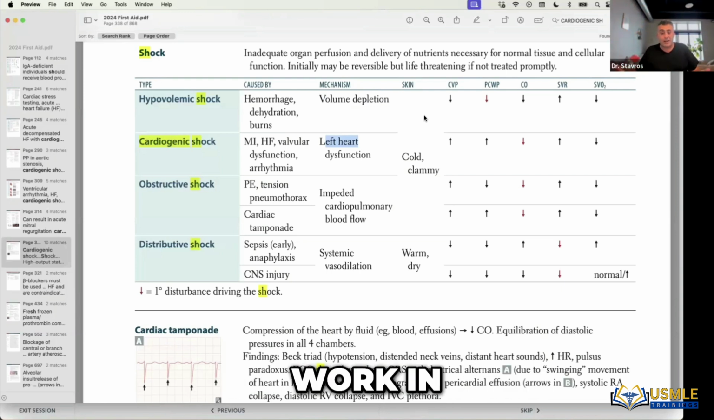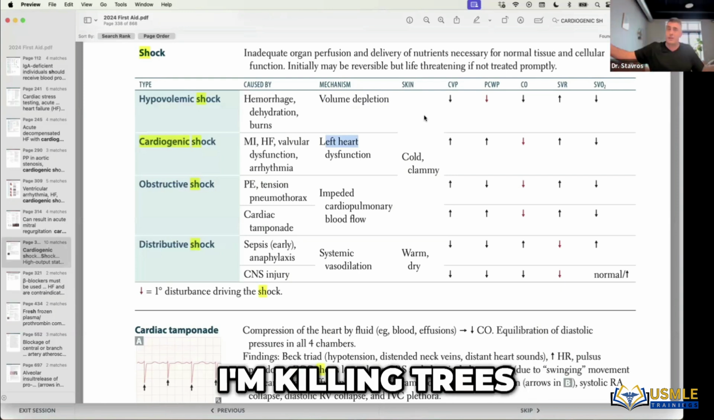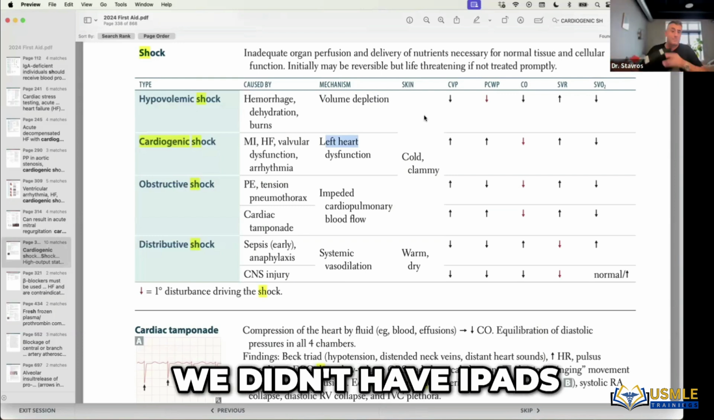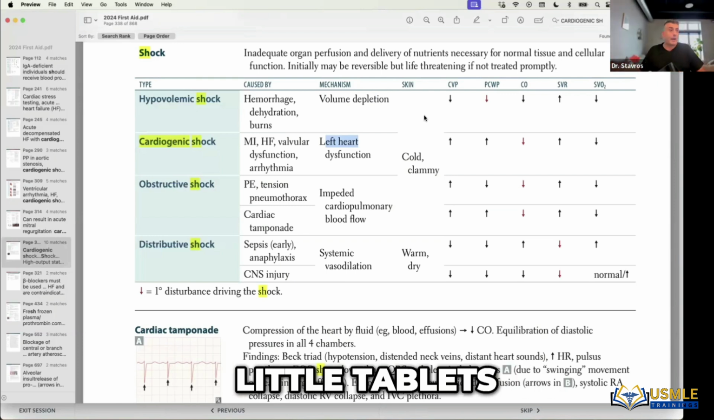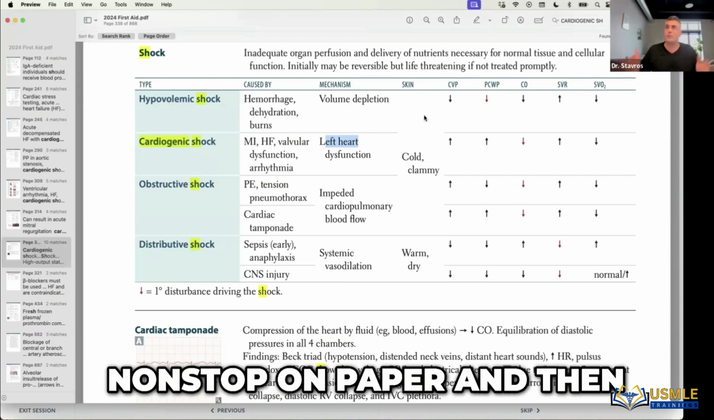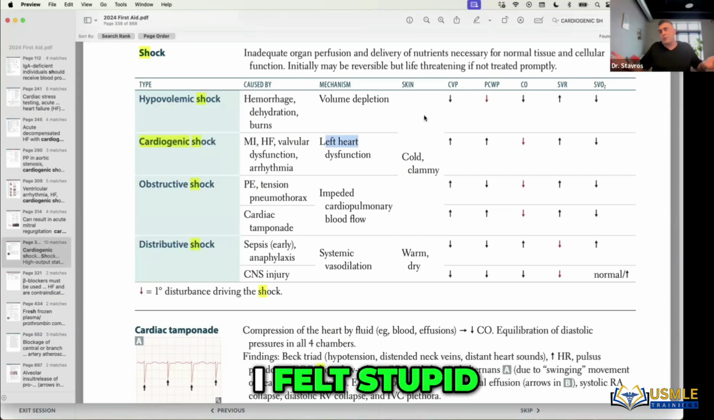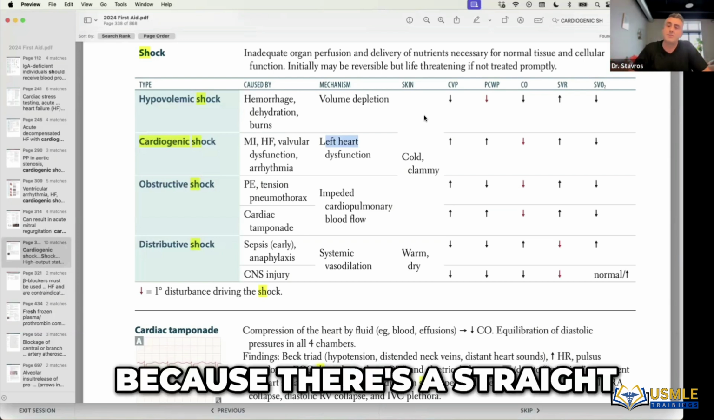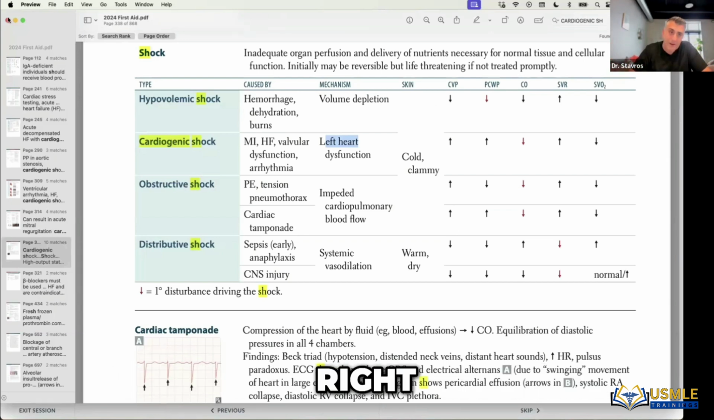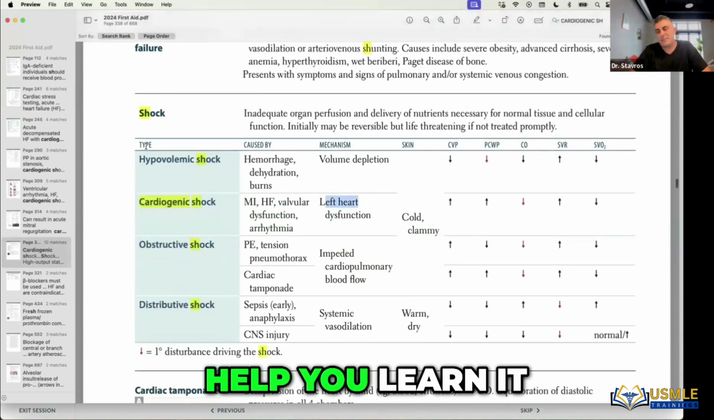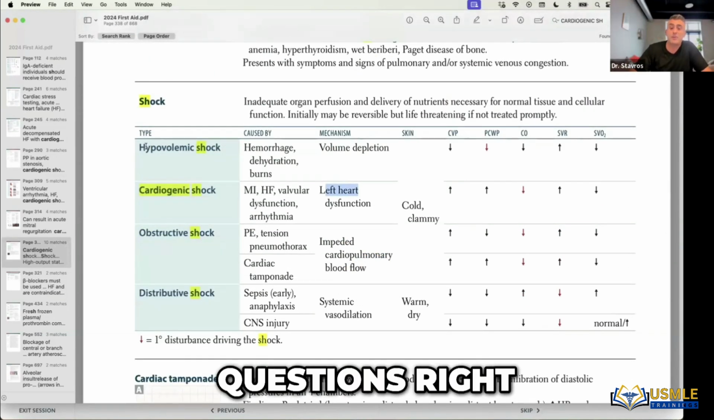I'm like, I'm putting all this work in. I'm writing it out, I'm killing trees, all this paper. We didn't have iPads back then. We had little tablets. I'm writing the stuff nonstop on paper, and then two weeks later, I forgot everything. I felt stupid. I'm like, what am I doing? Because there's a straight memory that you're going to forget, right? So I'm here to help you learn it the best I can and also get the questions right.